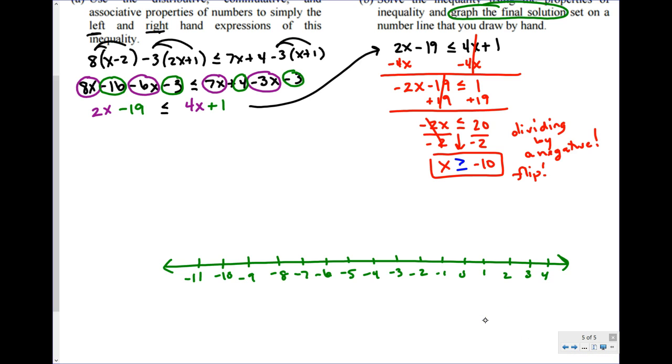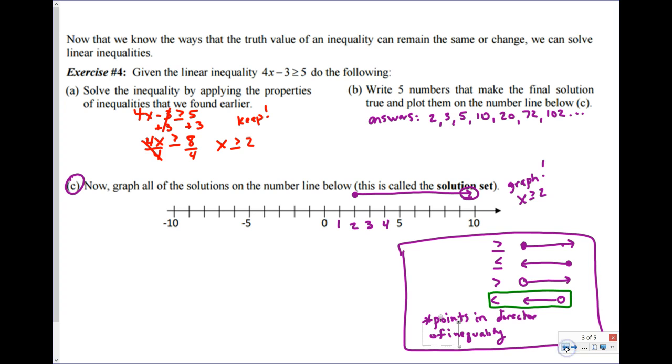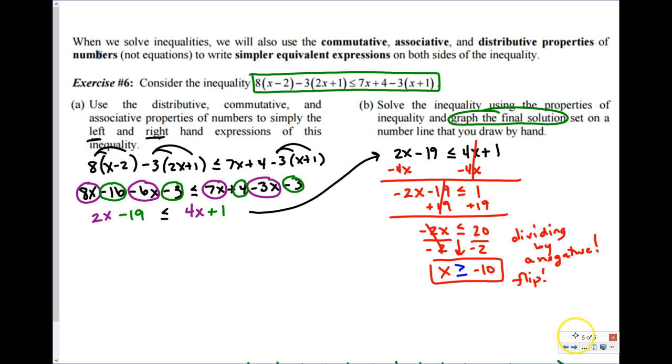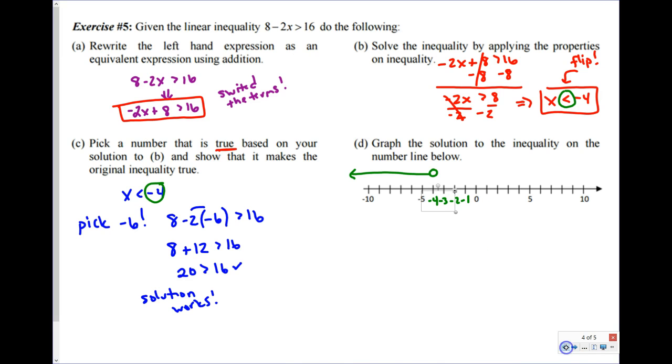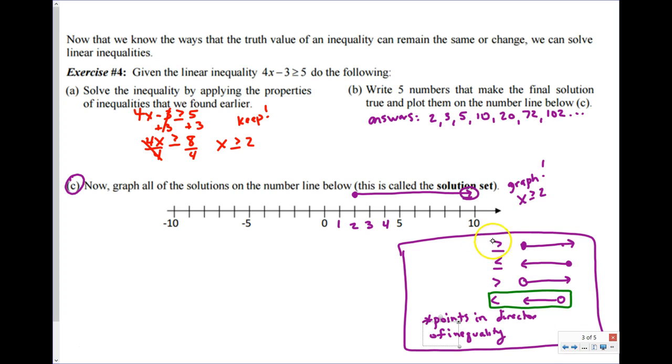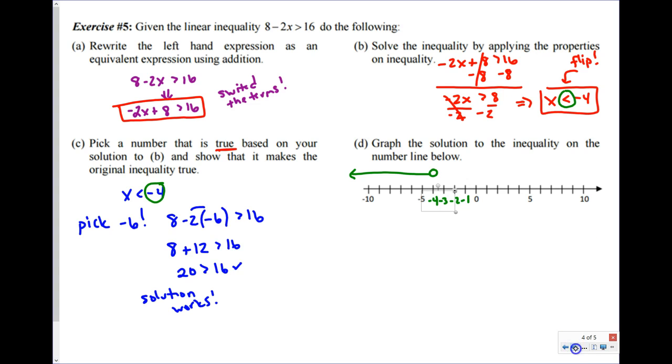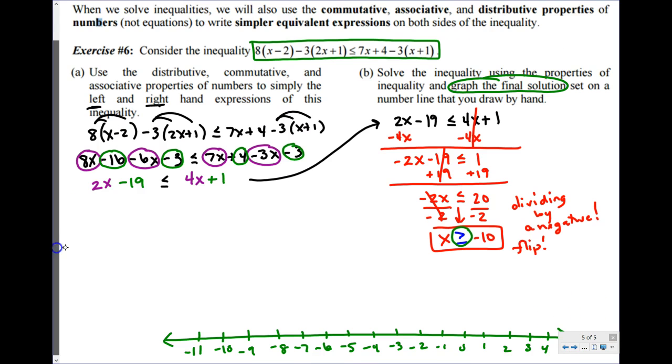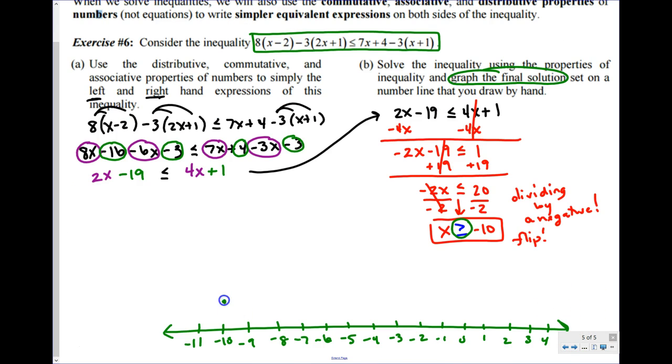I'm going to go back to my little guide that I wrote for you guys, and look, which one do I need? Well, the problem has a greater than or equal to sign, so which one do I need here? I need this one, where it's a closed circle going to the right. So I'm going to make a closed circle here and draw my arrow to the right.